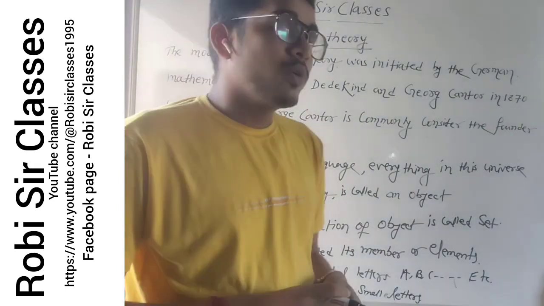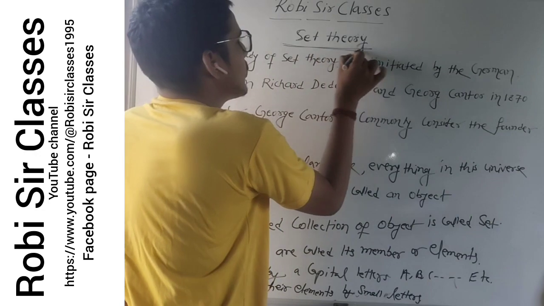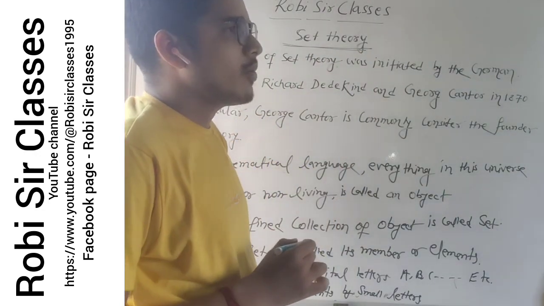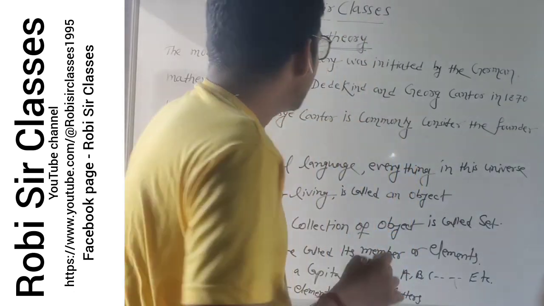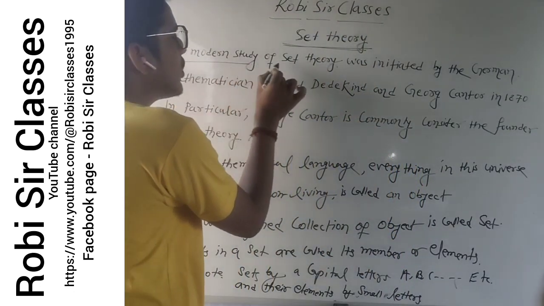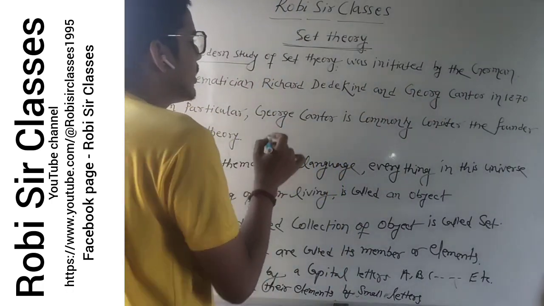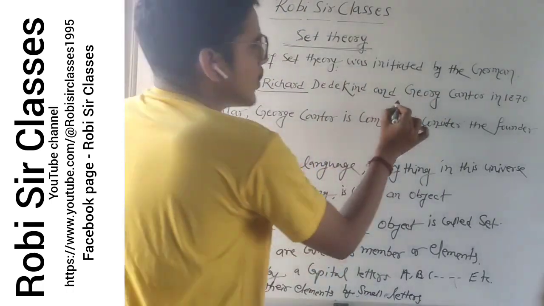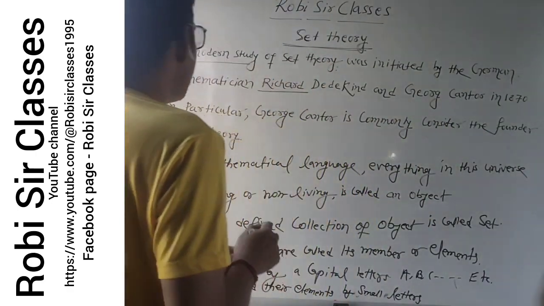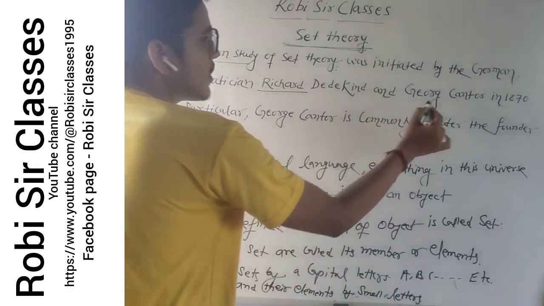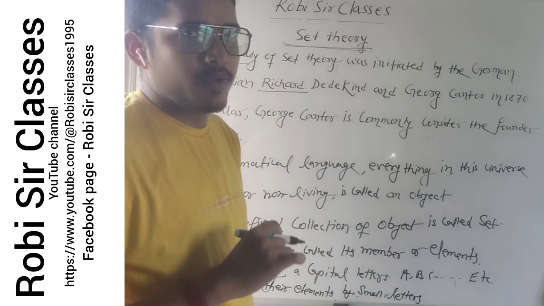Now today we are going to start a fundamental chapter of mathematics, set theory. First of all, we have to know the history of set theory. The modern study of set theory was initiated by the German mathematicians Richard and George Cantor in 1870. But in particular, George Cantor is commonly considered the founder of set theory.